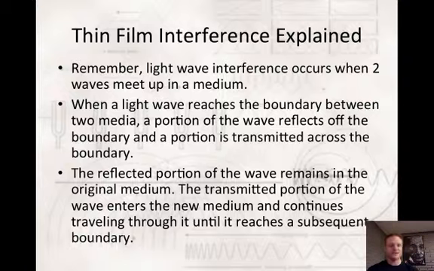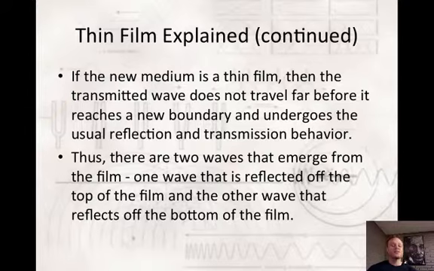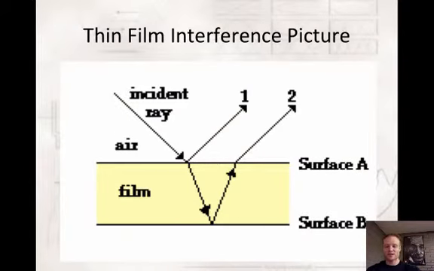Again, there's a ton of text on the slide, and I think the picture after I go through all the text is going to help explain a lot of this. So just bear with me as I go through the text. If the new medium is a thin film, then the transmitted wave does not have to travel very far before it reaches a new boundary and undergoes the usual reflection and transmission behavior. So basically there are two waves that emerge from this thin film: one wave that is reflected off of the top of the film, and another wave that reflects off of the bottom of the film. Let's get to a picture that will hopefully help explain this a little better.